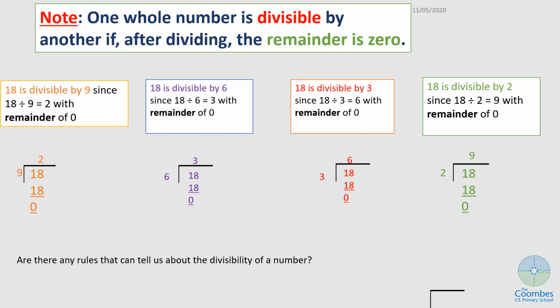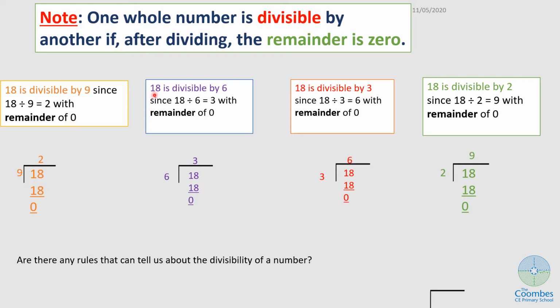Something I want you to note. Please remember that one whole number is divisible by another if, after dividing, the remainder is 0. Please keep that in your head. Now, is 18 divisible by 9? Yes, since 18 divided by 9 is 2 and there is no remainder.